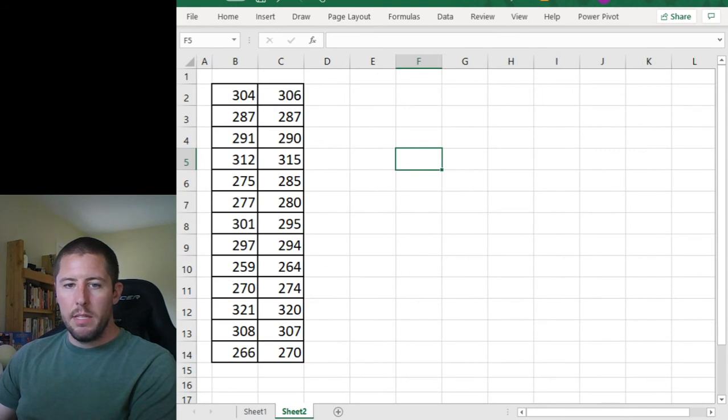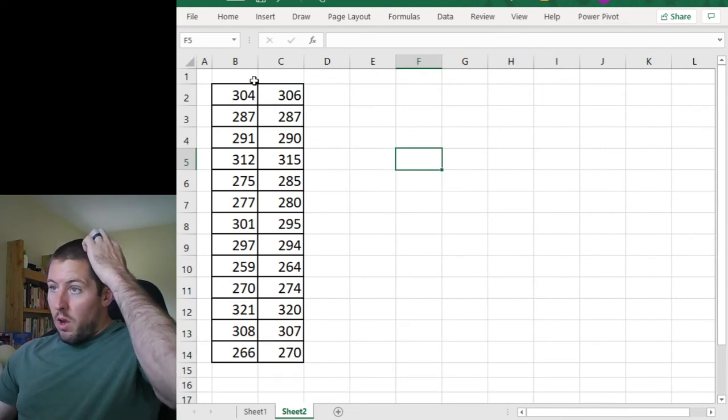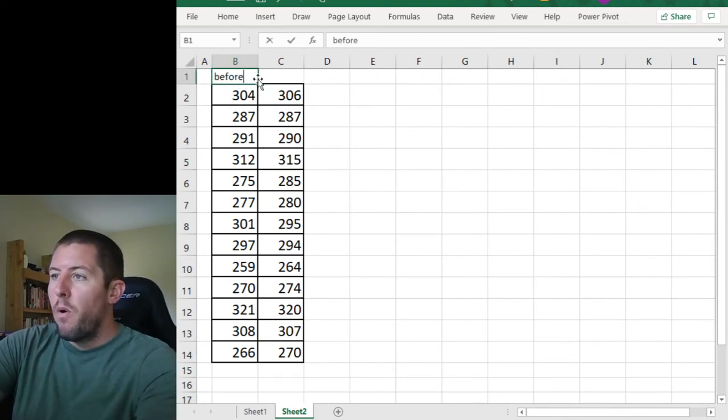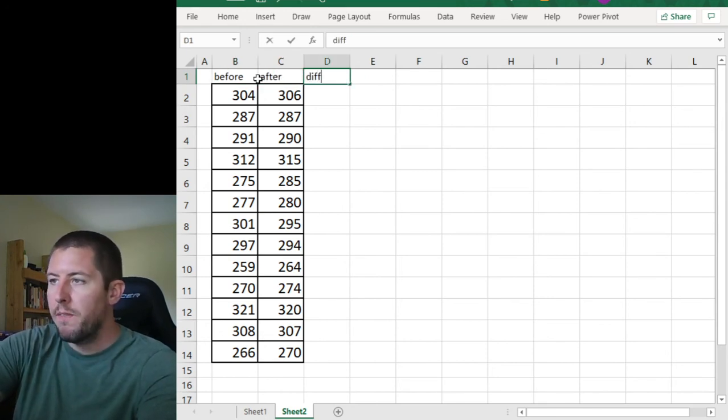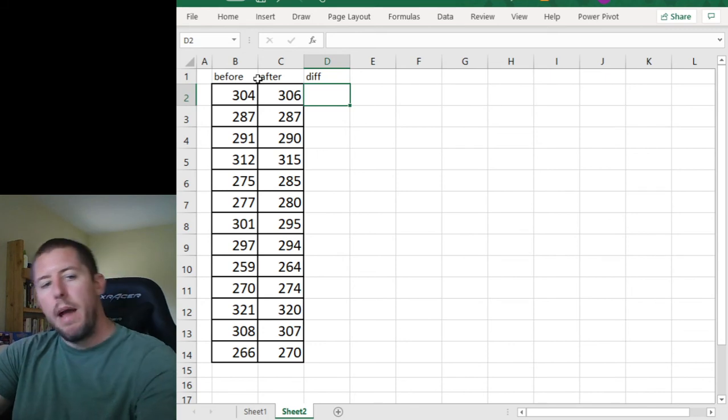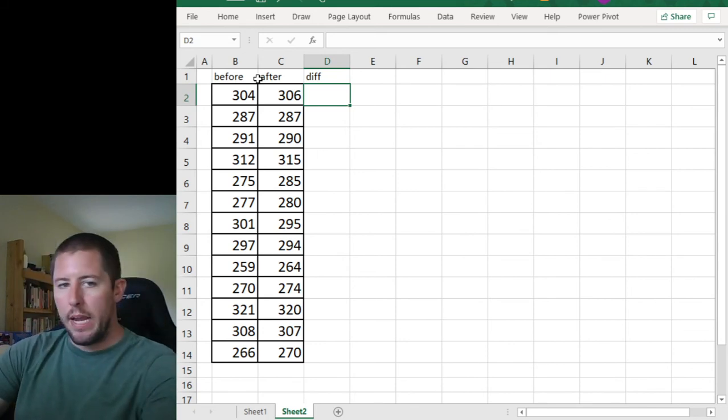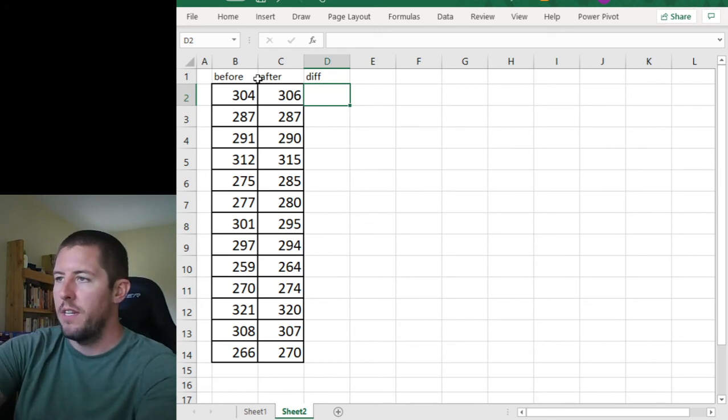So let me zoom out a little bit so we can see some stuff. So this I know was my before column. This was my after column. So this should be my diff column. I always want to do my final minus my initial when we're calculating a difference. Always the later minus the earlier to get our correct ordering for the difference here.